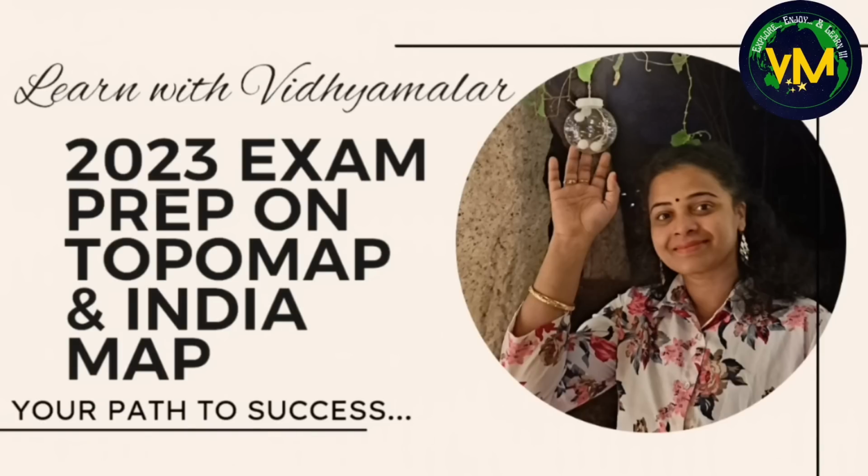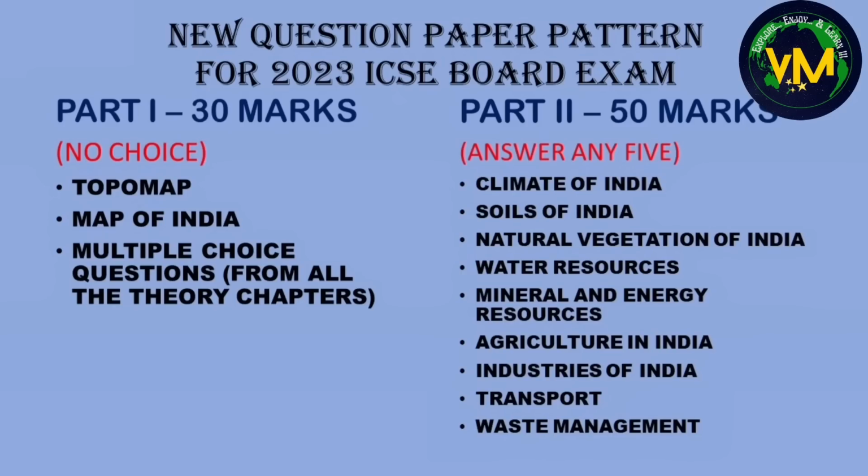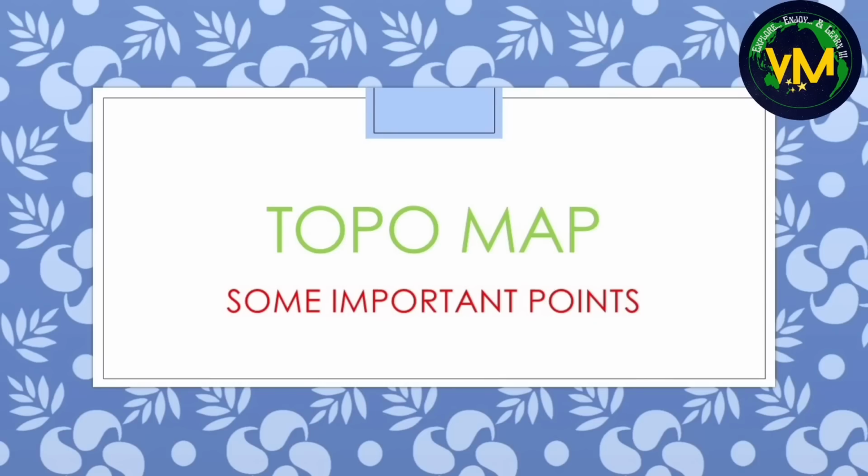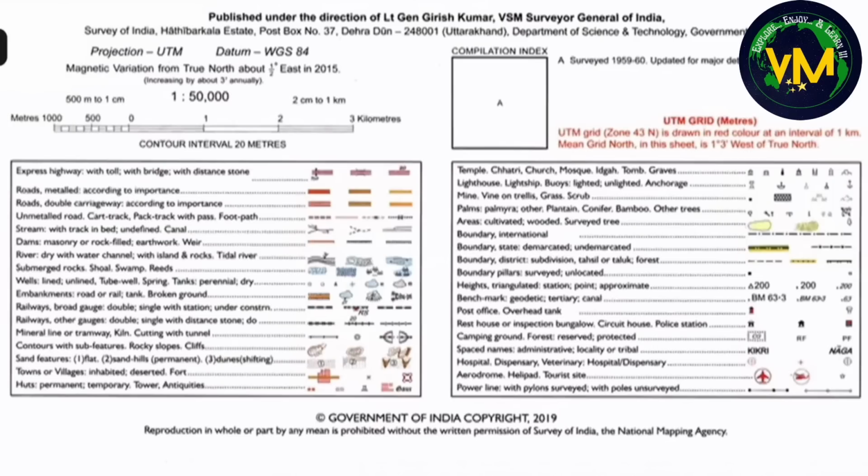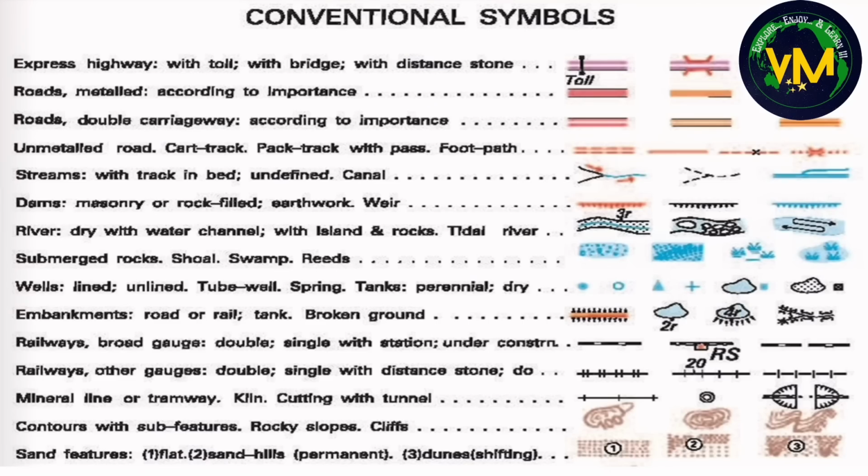Let us brush up some important points in doing topographical map and India map. So this is the new question pattern and we already know that topo map carries 10 marks and map of India carries 10 marks. First let's see topo map. A topo map sheet will be provided to you and below the topo map you can see some important details like the map scale, conventional signs and symbols, etc.